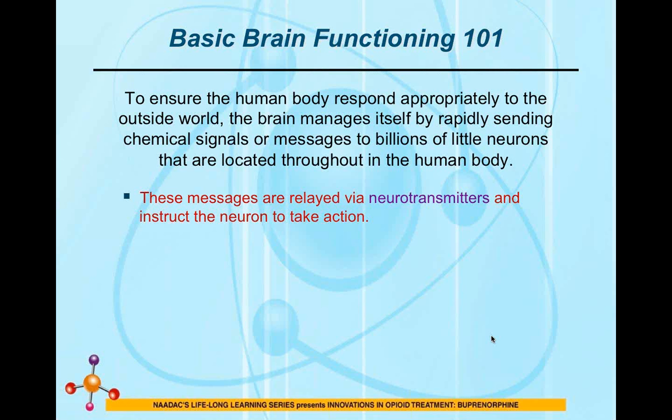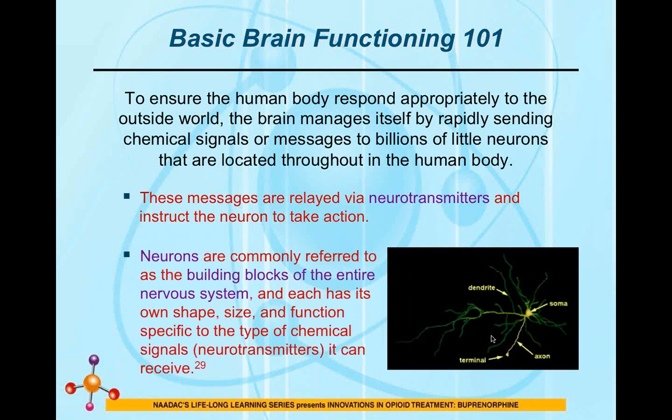And so it manages itself by rapidly sending signals, also known as messages, also known as neurotransmitters, to billions of little neurons located throughout the entire body. As I said, these messages are also known as neurotransmitters, and they instruct that neuron to take some action. Neurons are most commonly referred to as the building blocks of our entire nervous system, and each one has its own shape, size, and function that tells that neuron what types of neurotransmitters it can receive.